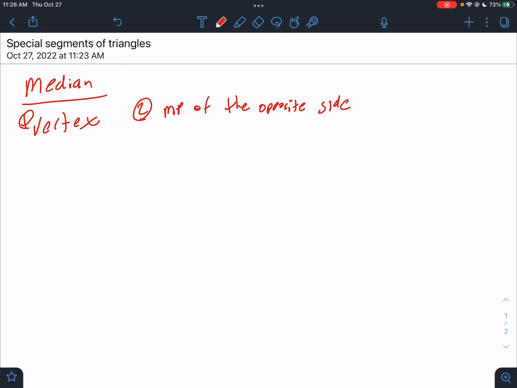So median, we think of the word middle, it has to hit the middle of the opposite side. If you were to draw it out for yourself here, an example of a median, you have to start at the vertex and you have to hit the middle of the opposite side. So it might look something like that.